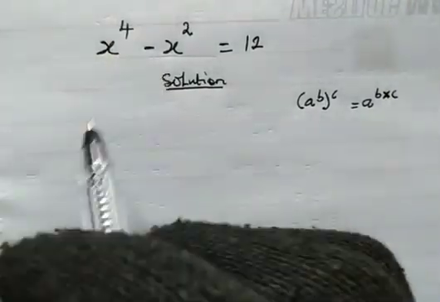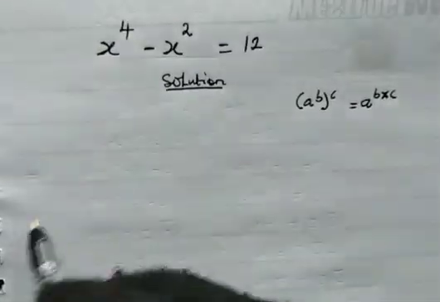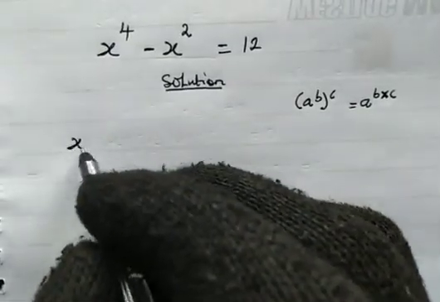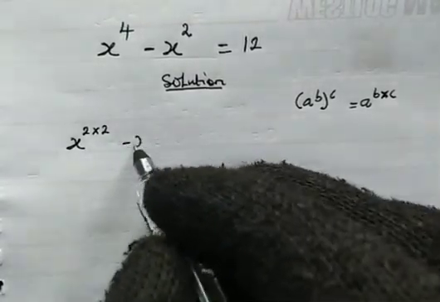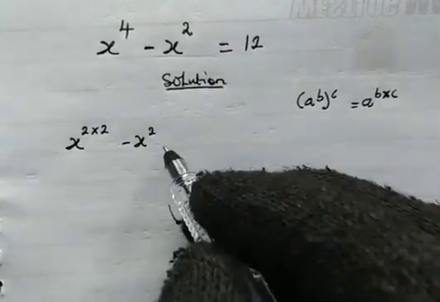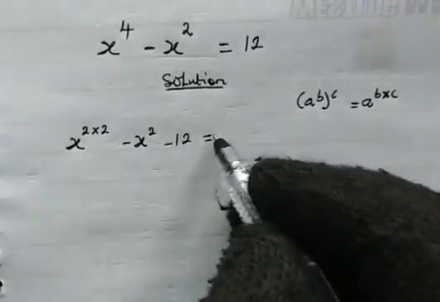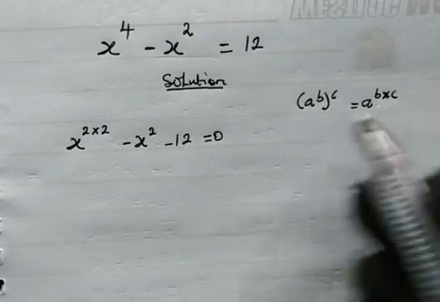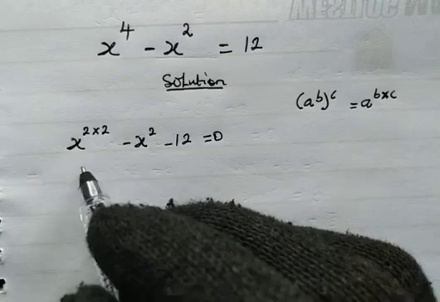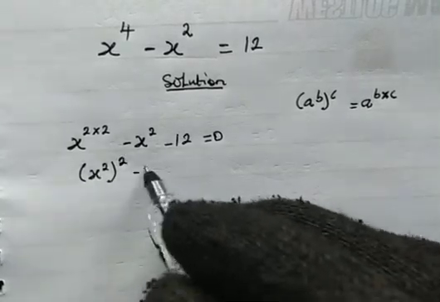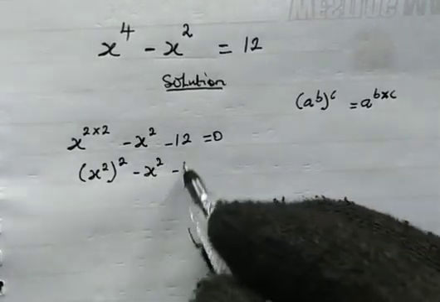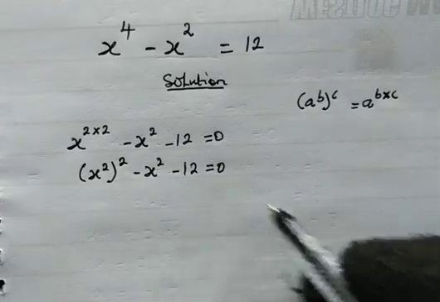So for the left hand side of this equation, x to the power of 4 is the same as x to the power of 2 multiplied by 2. Then here we have minus x squared. From here we have minus 12. This is equal to 0. Now using this property, we can write the first term here as (x squared) squared minus x squared minus 12, which is equal to 0.